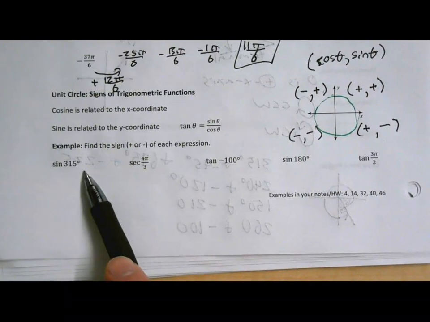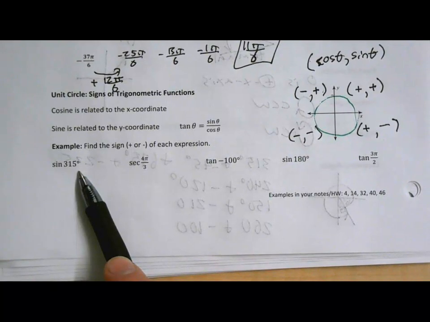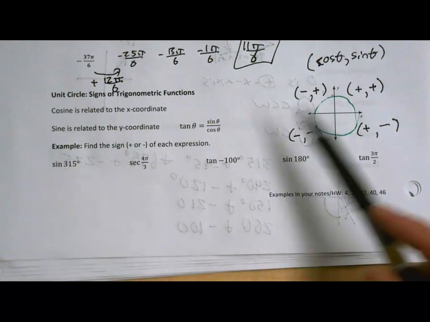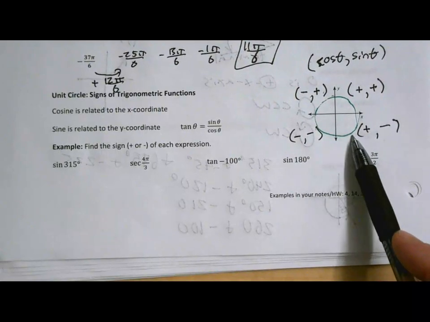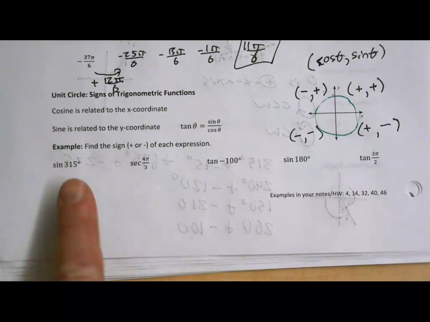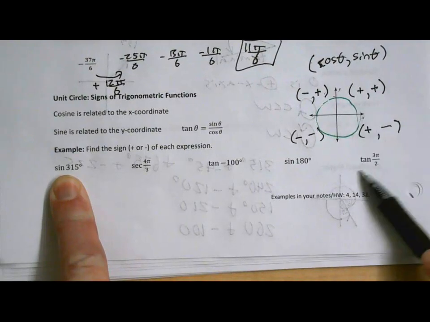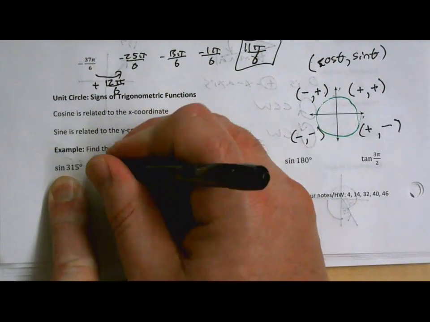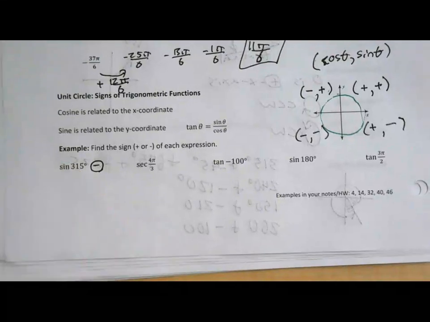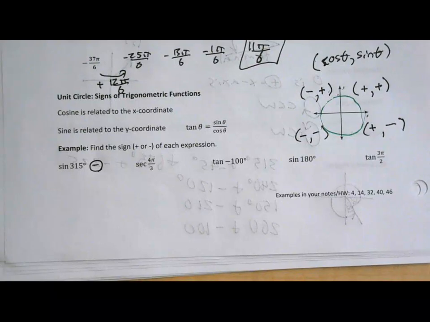So 315 degrees, what quadrant would that fall into? 1, 2, 3, or 4? 315 would be here in quadrant 4. Is the sine going to be positive or negative in quadrant 4? Negative. So the sine of 315 degrees will be negative. We'll talk about what the actual value is here in a little while, but for right now, it's negative.